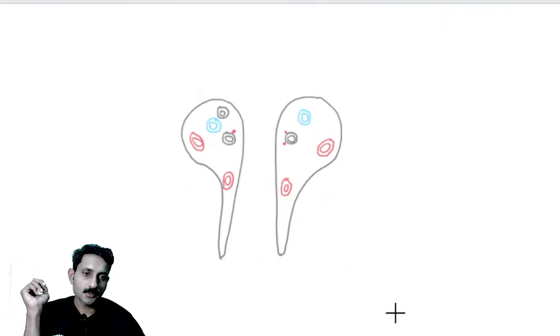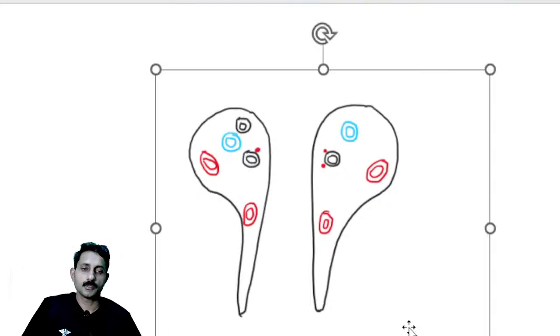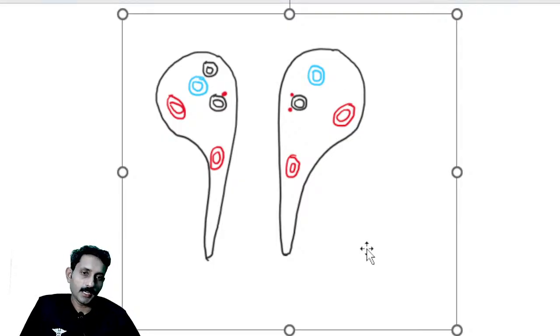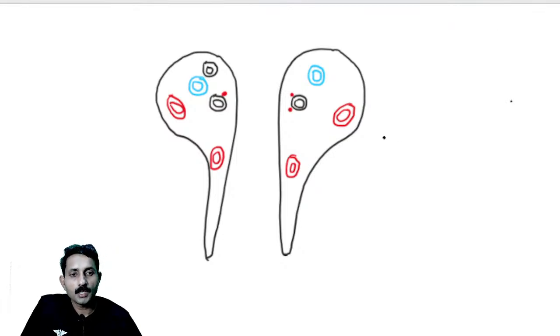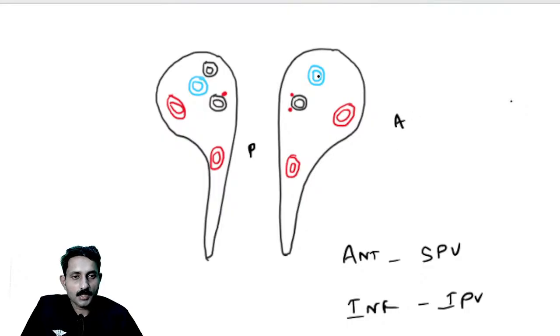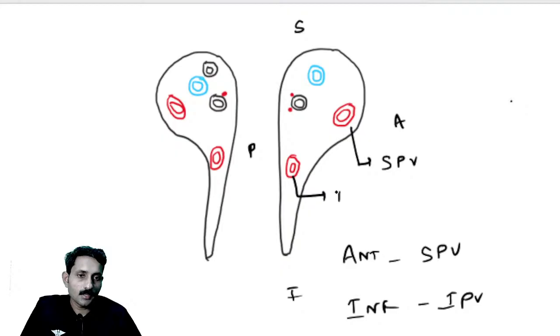I will just zoom and see the left hilum. We have just seen the right hilum. Just one space I have opened here. Now what is the rule I told you? Anteriormost is superior pulmonary vein. Inferiormost is inferior pulmonary vein. Okay. So here this is anterior, this is posterior, this is superior, this is inferior. If you apply this rule, anteriormost structure will be superior pulmonary vein, inferiormost structure will be inferior pulmonary vein.